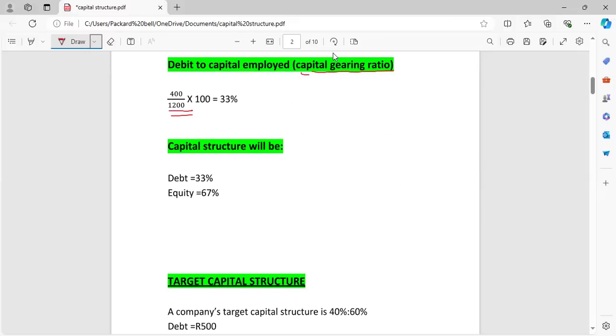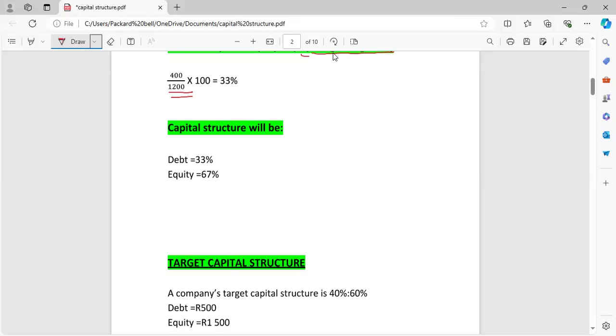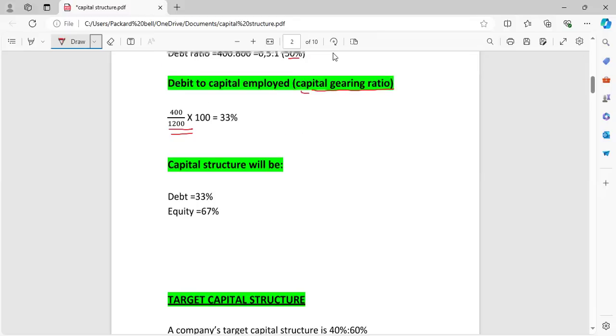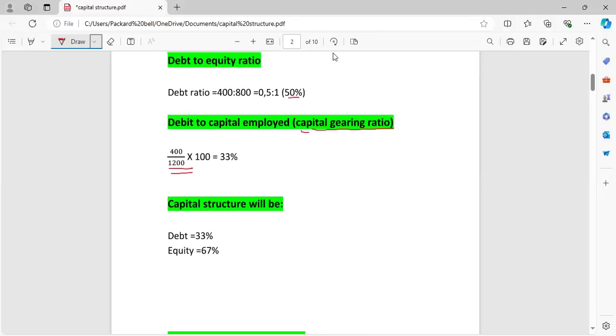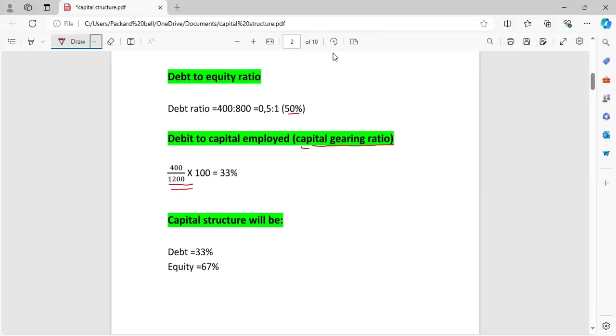Right, let's look at, okay, so here, so the capital gearing is the one that you are now going to compare how the business is financed. So here you are looking at how the business is financed here.